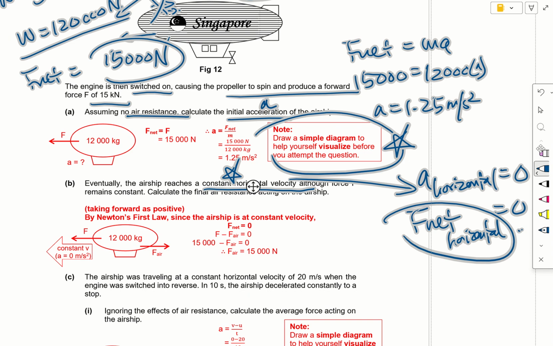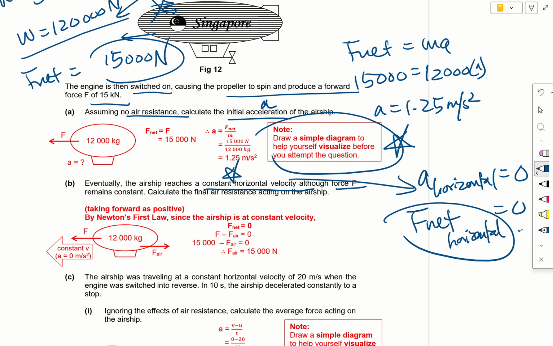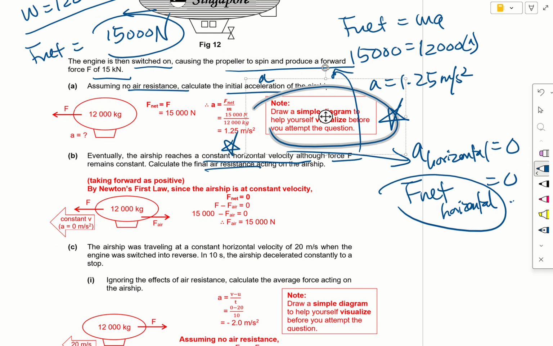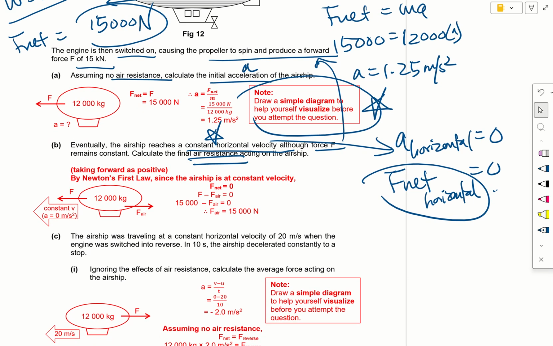Okay, so although the force F remains constant, what is this force F? The force F is this forward force of 15,000 Newton, right? So because there is now air resistance, and because the F net is 0, and the forward force is 15,000, therefore the air resistance must also be 15,000 Newton.